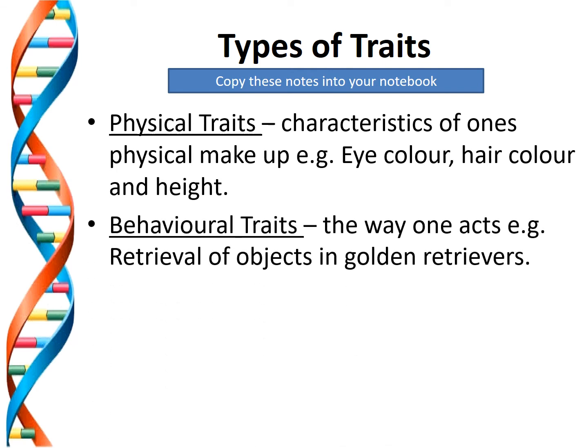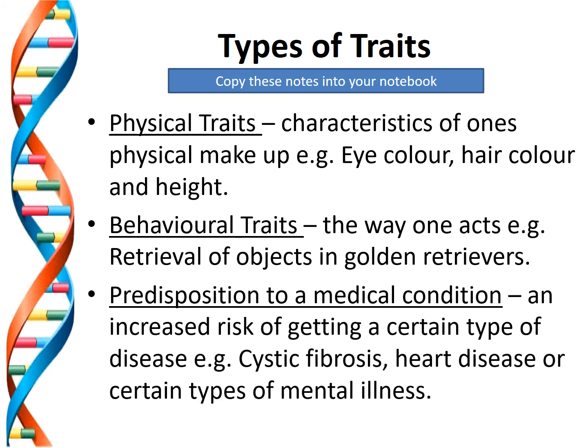The next is behavioral traits, the way one acts. For example, the retrieval of objects in golden retrievers. So this is something that is in their genetic makeup. That is why it is a behavior that they often display. Of course, behaviors can also be learnt based on the environment that you're in.